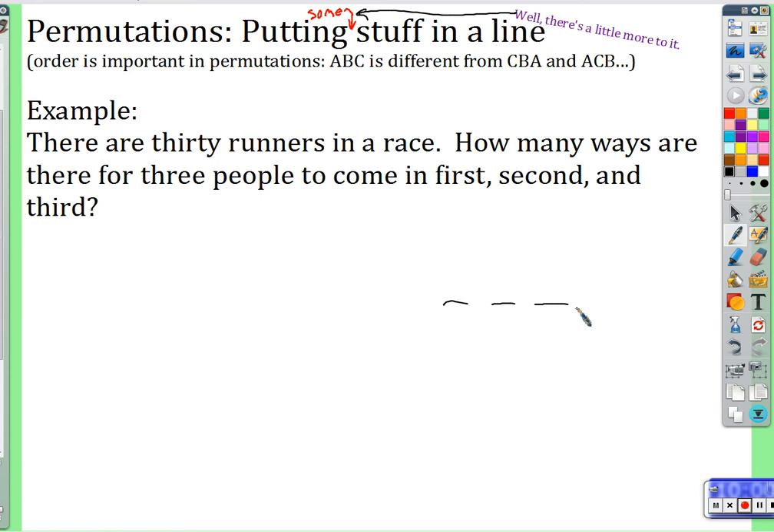Your number's too big because, if you think about what you're doing, the first person comes in, and that's 30 possibilities. And then you're saying 30 is next, but that can't be because one person's already used up. So it's 29 and then 28. That's 24,360. That's how many different ways the top 3 people can finish out of the 30 racers.